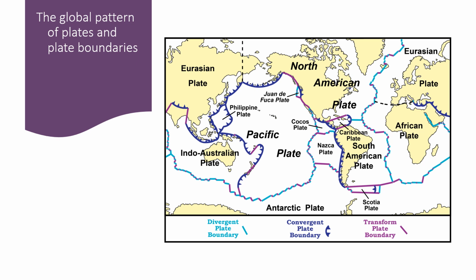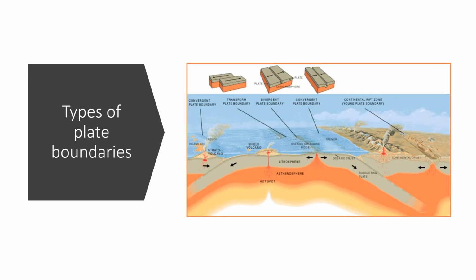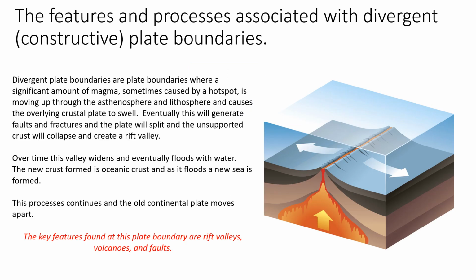You may find that you're more used to constructive and destructive plate boundaries, but do make sure you know the divergent and convergent terms as well. Here we have an image showing us a cross-section of the crust where we'd have all three of those. So transform is where plates move past each other, divergent is where they move apart, and convergent is where they come together. So we'll start by thinking a little bit about divergent or constructive plate boundaries.